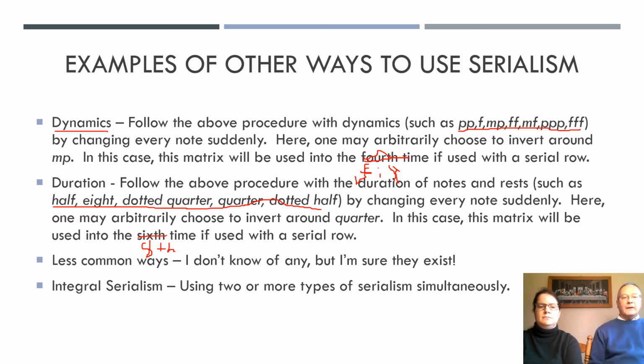Okay, less common ways. Cindy's not familiar with any, but I'm sure they exist. Integral serialism, for a nice calculus word, is using two or more types of serialism simultaneously, such as with dynamics in the 12-tone serial that we talked about earlier. And you could actually do all 3 of them between dynamics, duration, and the 12-tone rule, and you have a lot of fun with that.